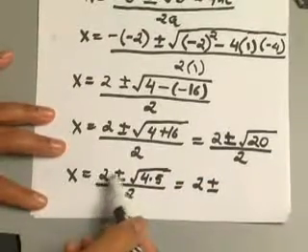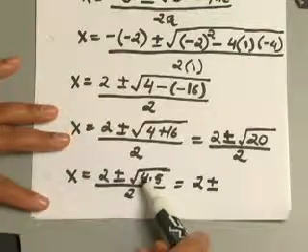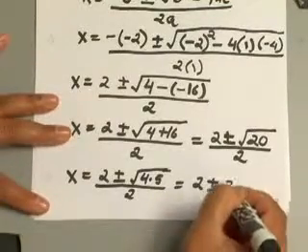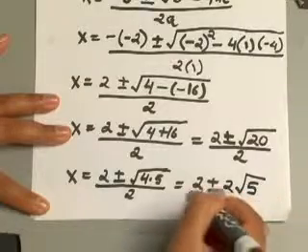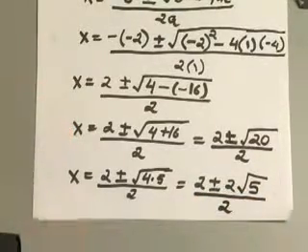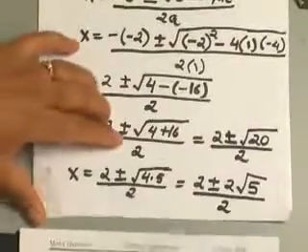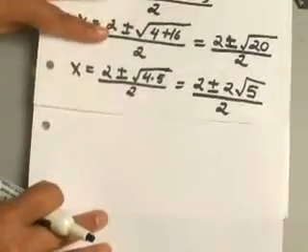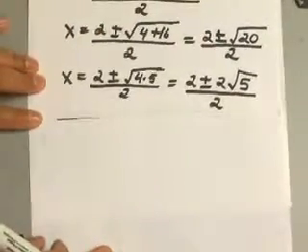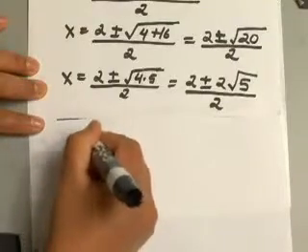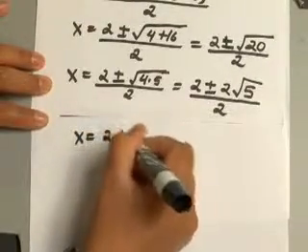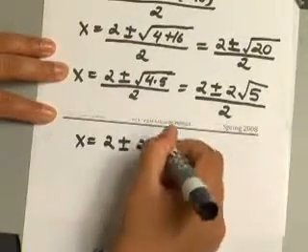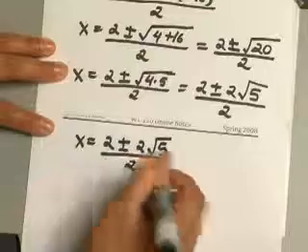So again, just carry over your 2 plus and minus. And now square root of 4 can come outside as 2. And you are left with square root of 5 inside the radical. And again, the whole thing divided by 2. Okay, now we need to try and see if we can simplify this any further. Okay, so we have x equals 2 plus or minus 2 square root of 5, and the whole thing divided by 2.